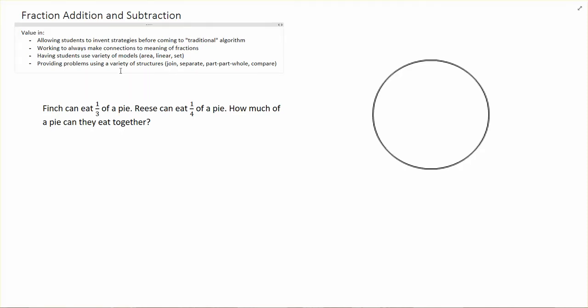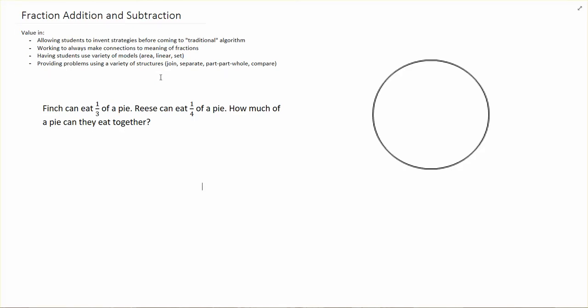And finally, with whole numbers, we talked about a variety of structures: join, separate, part, whole, compare. We also want to use those same structures to get students to think about addition and subtraction with fractions. There's not really much difference there.